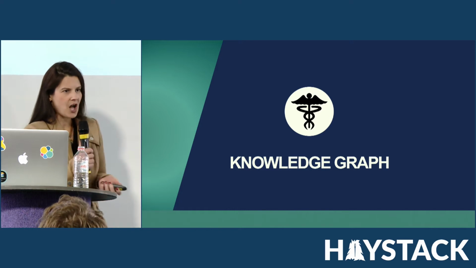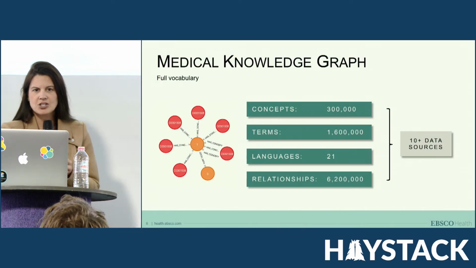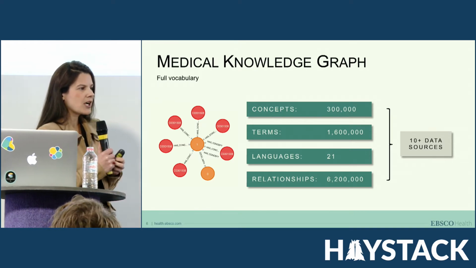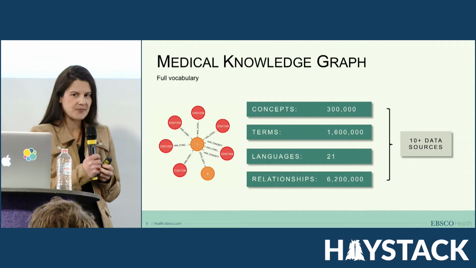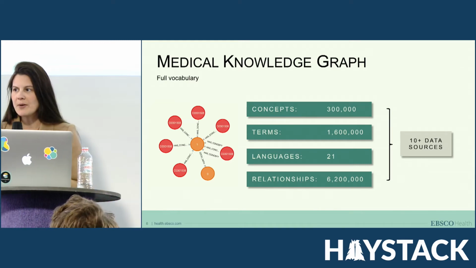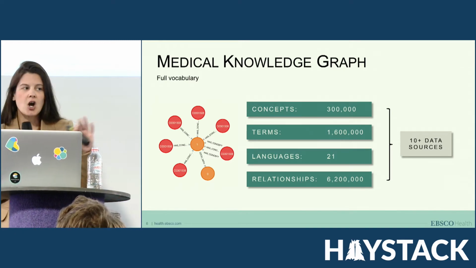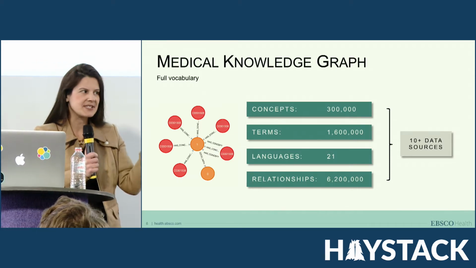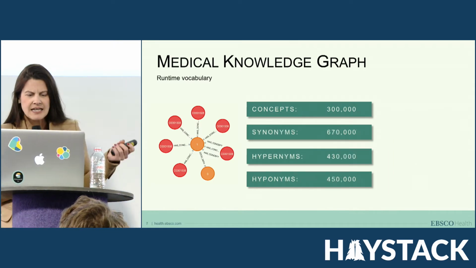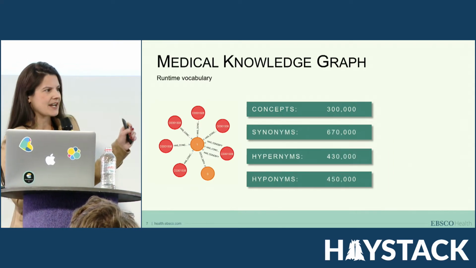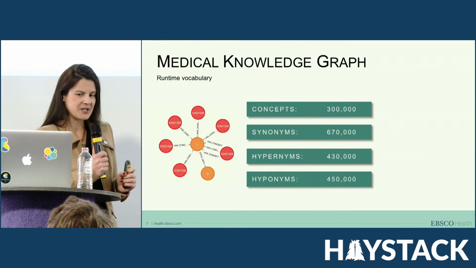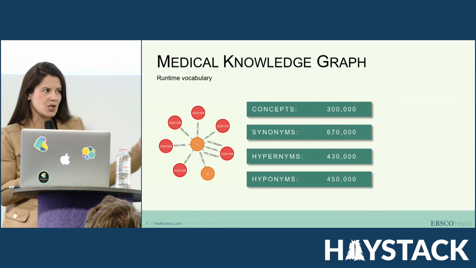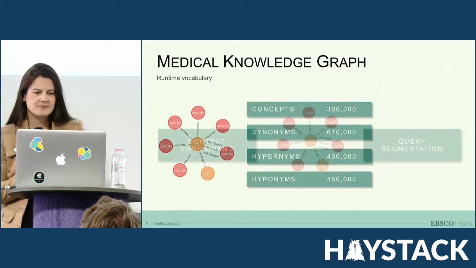So let's take a look at our knowledge graph. Our knowledge graph is composed of over 10 data sources coming together to construct over 300,000 concepts. We have 1.6 million terms across 24 languages and 6.2 million relationships in this graph. Now, we actually export a subset of this graph for our runtime environment. Now, this subset actually represents a close alignment with our domain and our content.